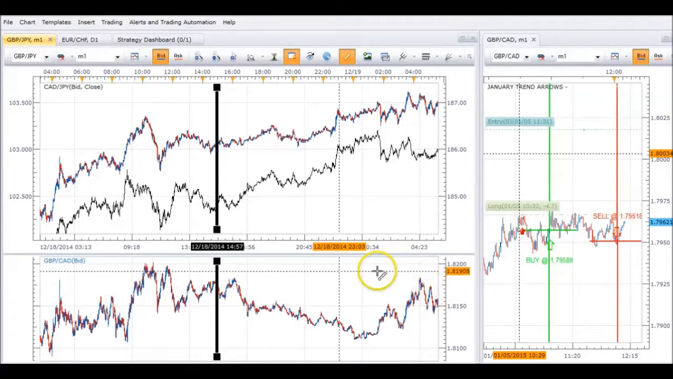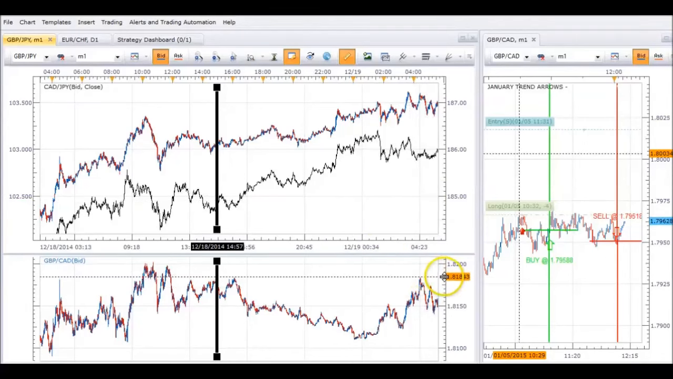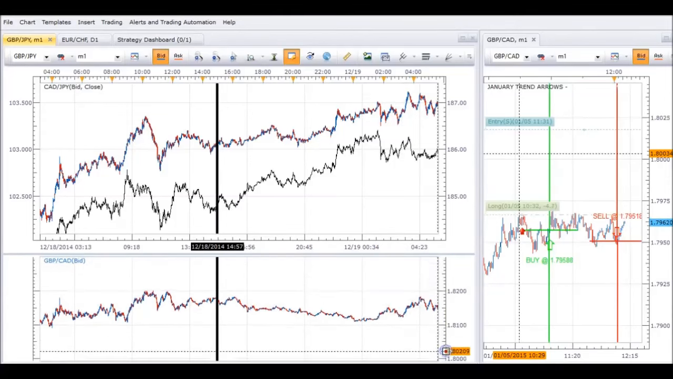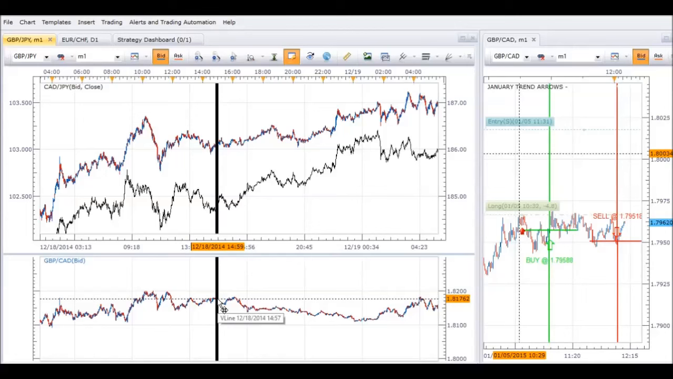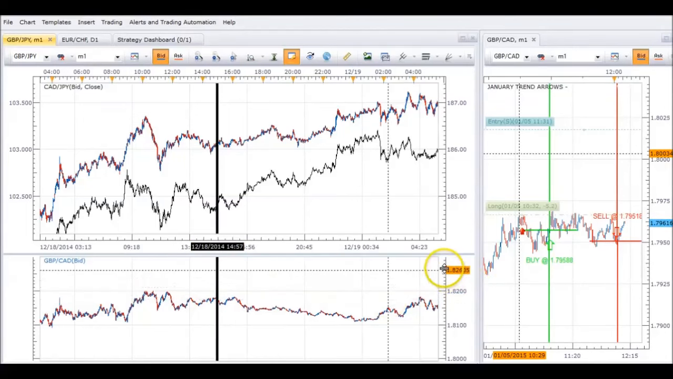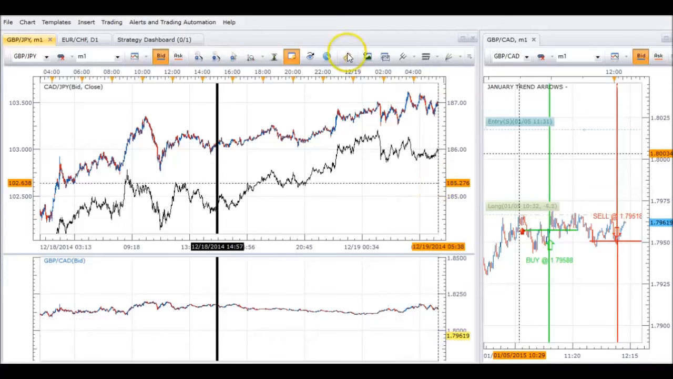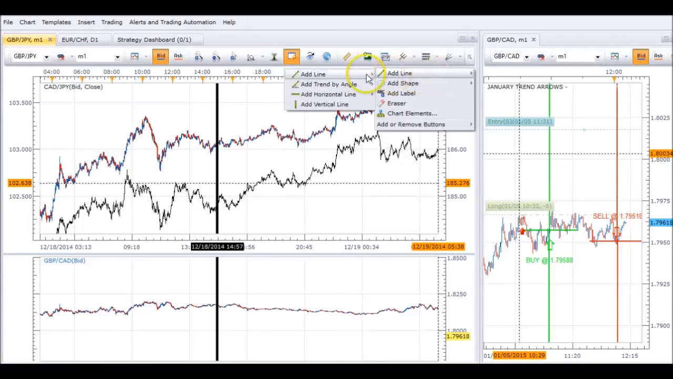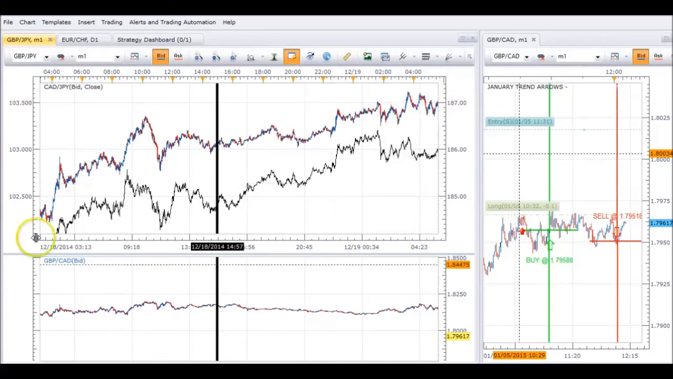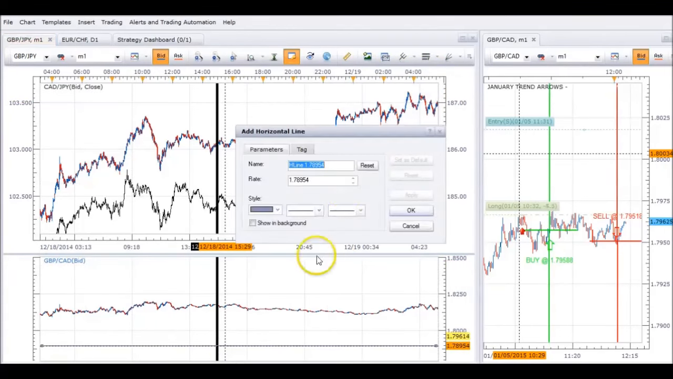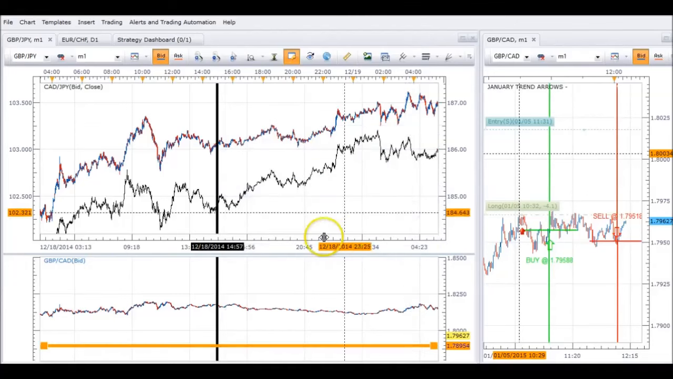So let's go down here. Right here is where I'm shorting it at 181.76. We're going to go down 121 pips and draw a horizontal line. I'll mark this one with this color. This is where I want to profit at.